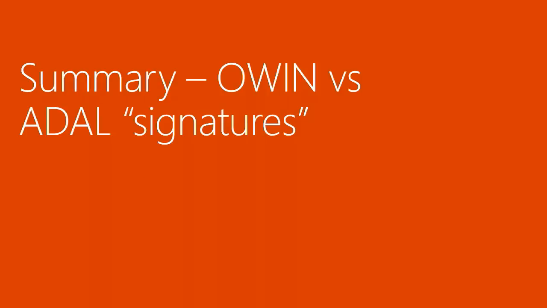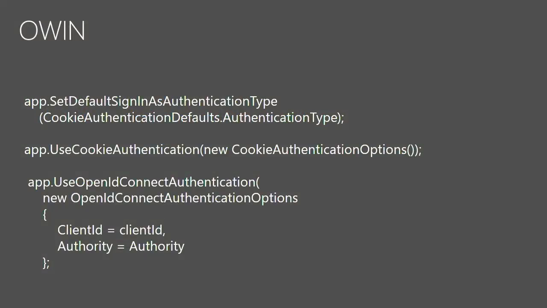Right, so a quick summary of OWIN versus ADAL. Remember, OWIN is actually a protocol stack. ADAL is a wrapper around a stack, which is currently OpenID Connect, but you're not supposed to know that. So that's what your OWIN looks like. Set your cookie, app.use some kind of authentication with some kind of authentication options. That's literally the code. We go and look at ADAL, which is for native devices. We just looked at that WPF application.